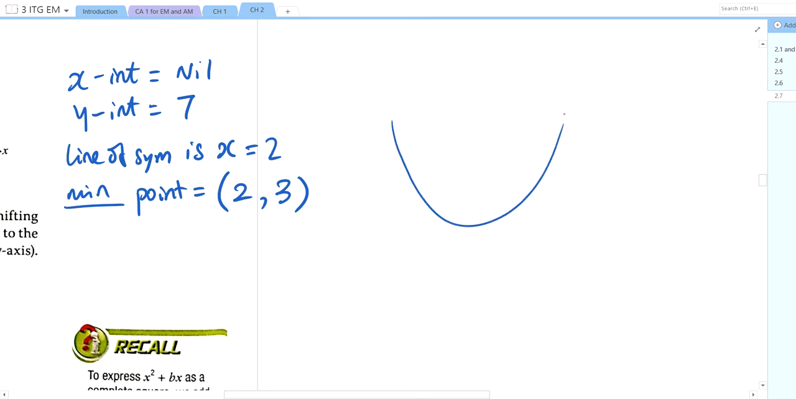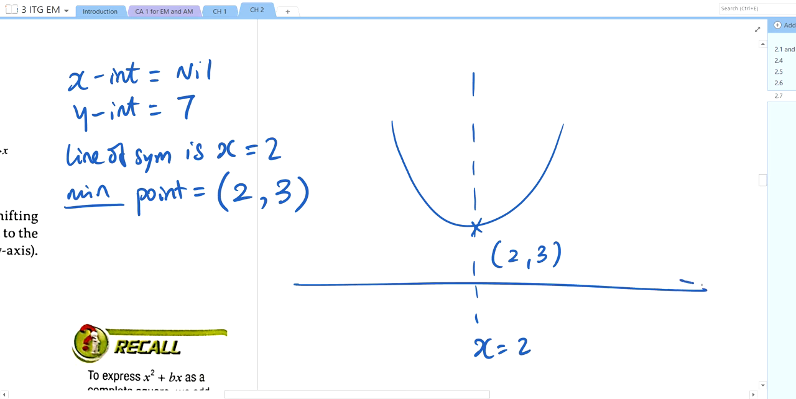Okay, this is my parabola opening upwards. I've got my minimum point at (2, 3). So drawing my line of symmetry, this is x equals 2. Now my job is to fill in the x and y axis. Where does my x-axis lie? Below the graph. Okay, let's have it over here, x. Where does my y-axis lie? Left again. Okay, how about this? Now, I've got my y-intercept, which is 7.